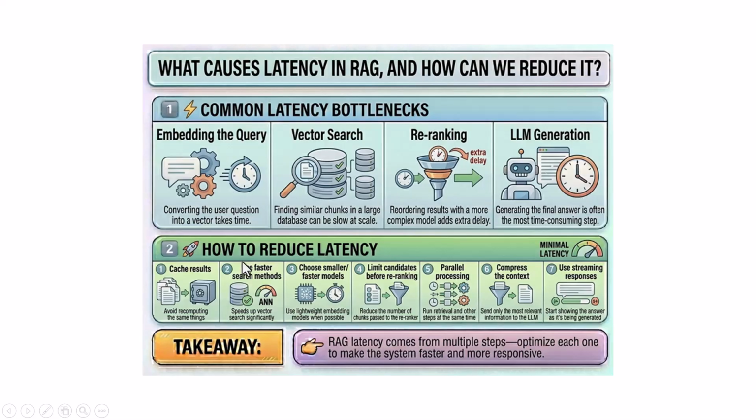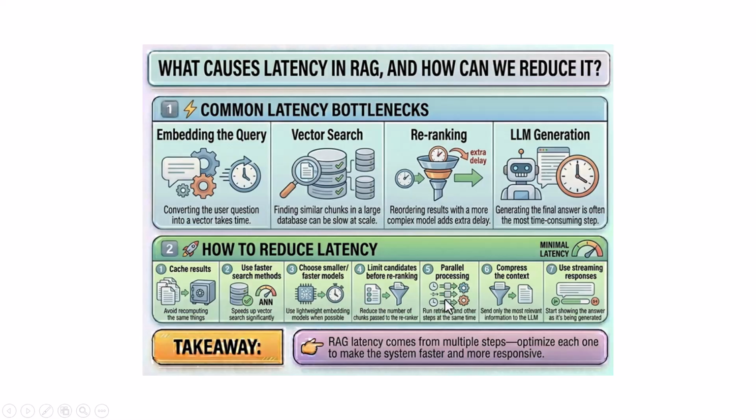Now, let's understand how to reduce latency. Okay, first one is caching results. That is, you can store embeddings and retrieval results for repeated queries. This will avoid recomputing the same things, right? And the second option is use faster search methods. That is, you can apply approximate nearest neighbor, that is ANN, indexes. This will speed up vector search significantly. And the next one to reduce latency is choosing smaller or faster models. So use lightweight embedding models when possible. Okay. Also, limit candidates before re-ranking. This will reduce the number of chunks passed to the re-ranker.